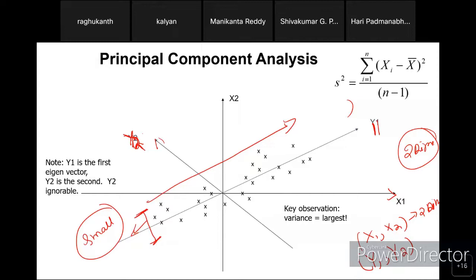What is your comment in y1, y2? y1 is very large, y2 is very, very small actually. So now what is your comment? Is the data 2D or 1D? Now you can approximate the data as how many dimensions in the y1, y2 coordinate system? You can type even in the chat box also.